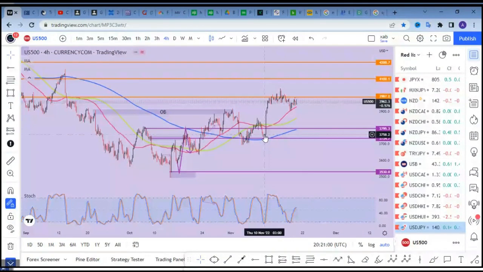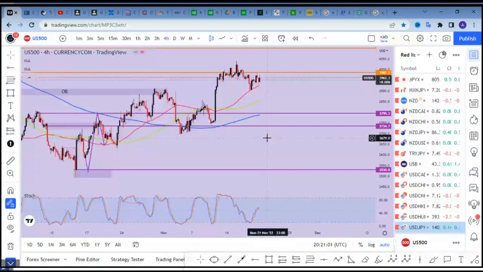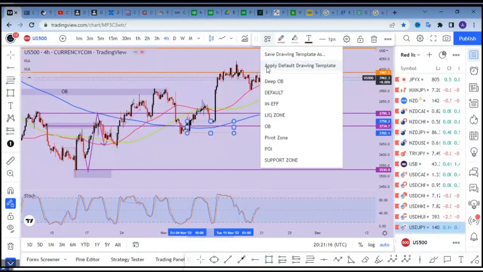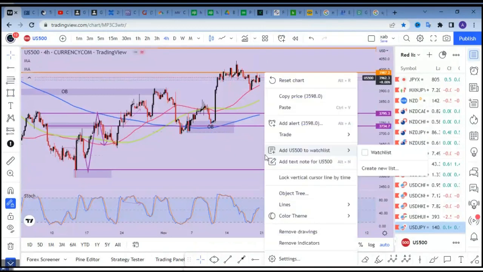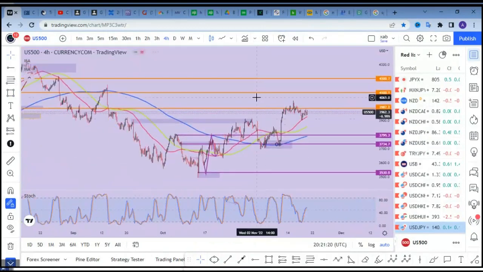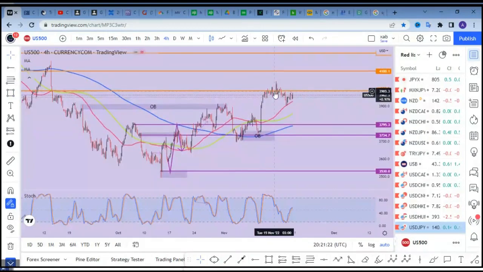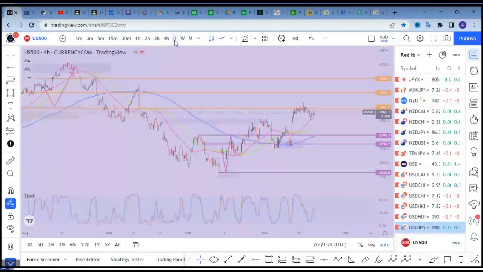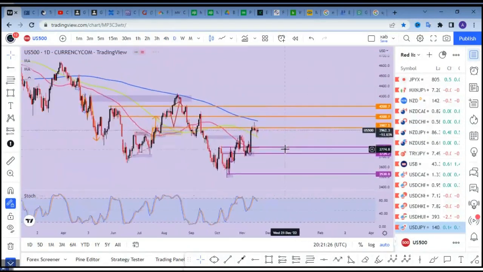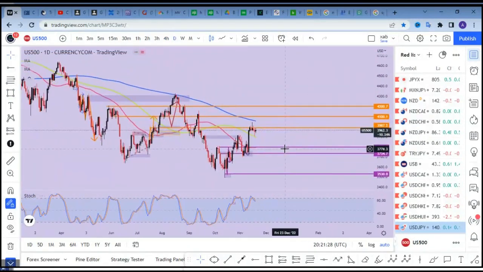Right, but as you can see, the bias is still the bias, and it played out perfectly well. We got a huge buy from this demand zone over here. Then currently we're seeing price struggling with this resistance line that I drew from the daily time frame. Based on the daily time frame, it's just a resistance line, nothing much to it.